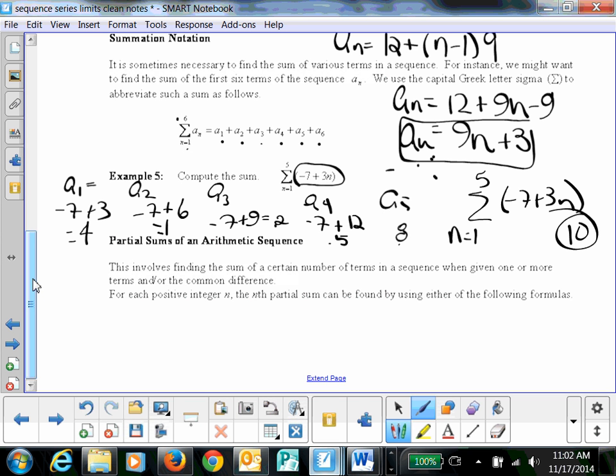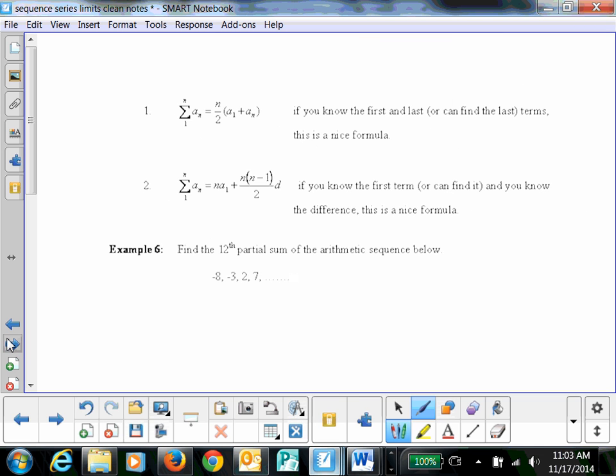This involves finding the sum of a certain number of terms in a sequence when given the first term and/or the common difference. So we're talking about arithmetic, and so we know we've got a common difference that's going to occur. So for each positive integer, the partial sum can be found by using the following formulas, and you will have to memorize these. So there's quite a few in this section that you're going to have to remember. Again, get those flashcards out and look over them every night. Okay? All right. So let's look.